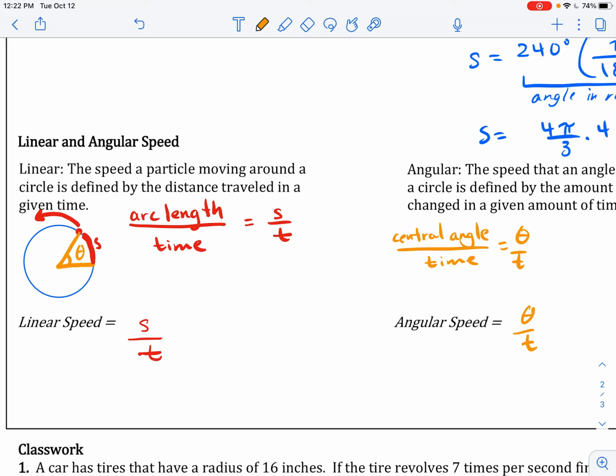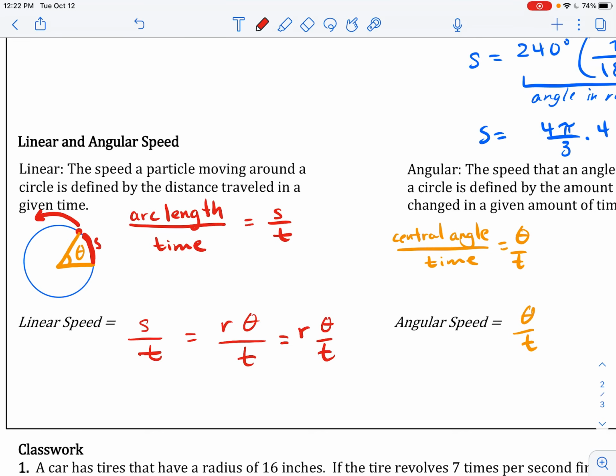Now when we're doing problems that involve finding both linear and angular speed, I often recommend finding angular speed first. Well, why is that? Because I know that if linear speed is arc length over time, s is equal to r theta. We can also write this as our linear speed being our radius times our angular speed. So if you're going to find your angular speed anyway, then you just need to multiply by whatever your radius is, and boom, now we've got our linear speed.